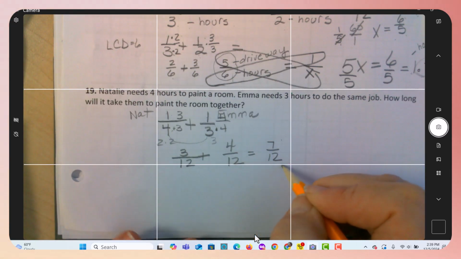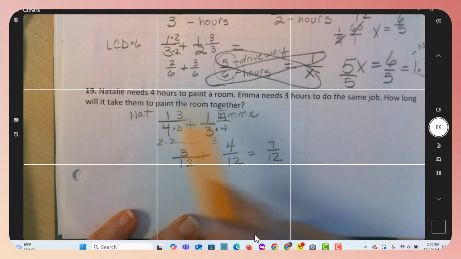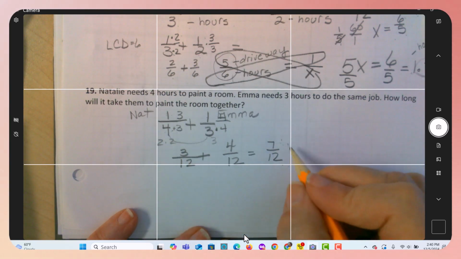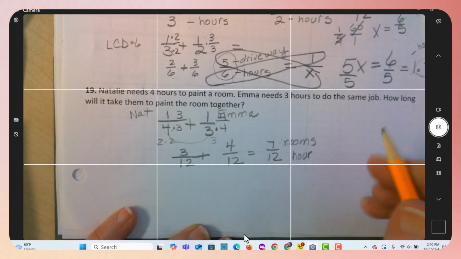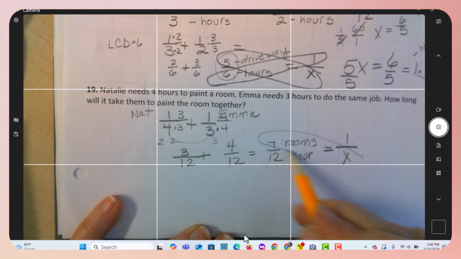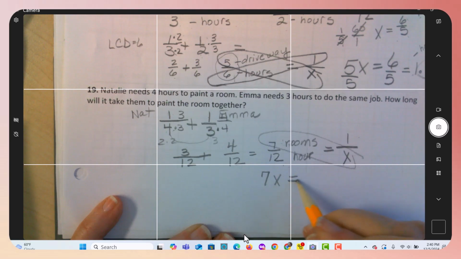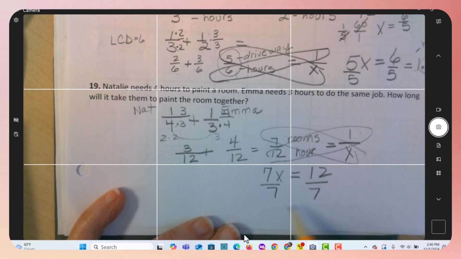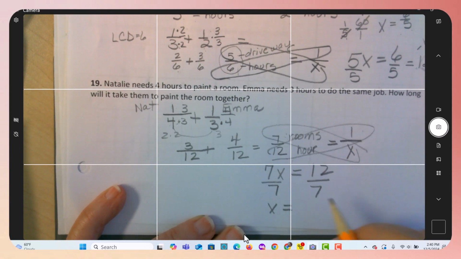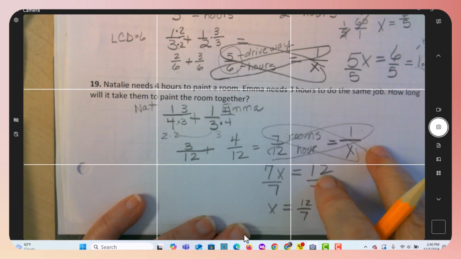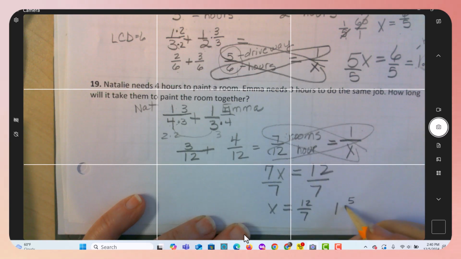So that's how long it will take them combined. But I didn't mark what this ratio is. This is rooms per hour. Okay, now I need 1 room. I need to know how many hours. Okay, cross multiply. 7x is equal to 12 times 1, 12. Divide both sides by 7. X is equal to 12 over 7, or 1 and 5/7.